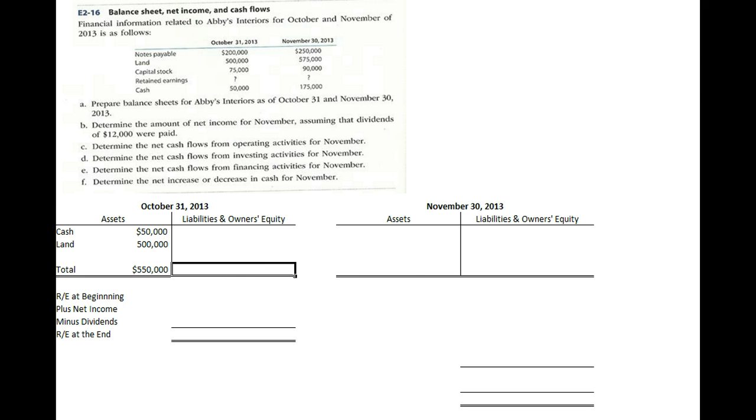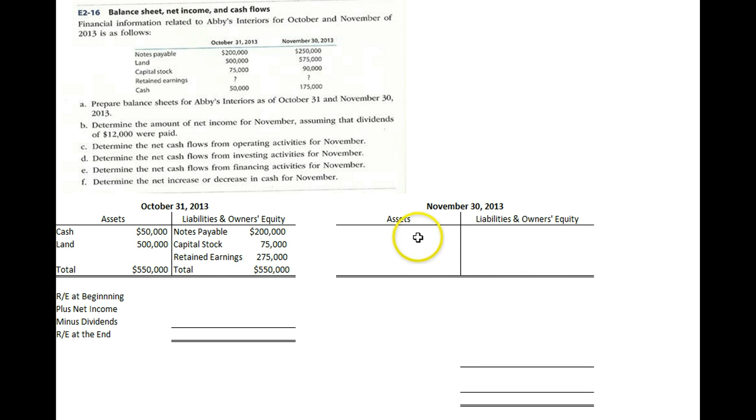So if the left-hand side of our balance sheet is 550, the right-hand side has to be 550. Well, we know that we have the liability account, notes payable. We also know that we have the equity account called capital stock. So if we have a total of 550 on the right-hand side, and so far we've accounted for 275, 550 minus 275 means that our retained earnings at the end of October have to be 275,000.